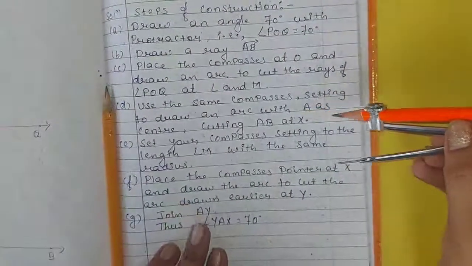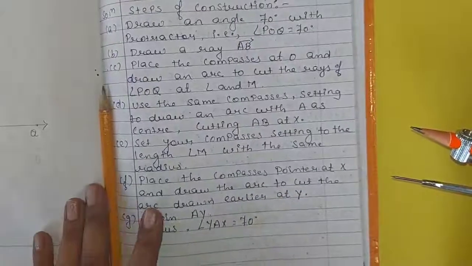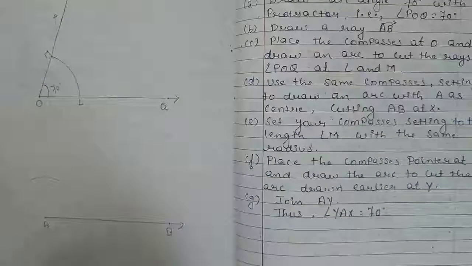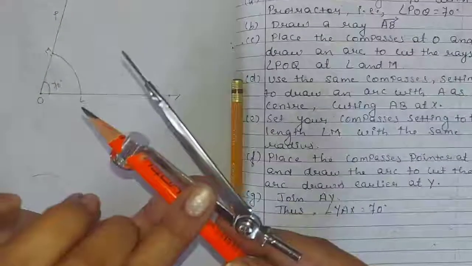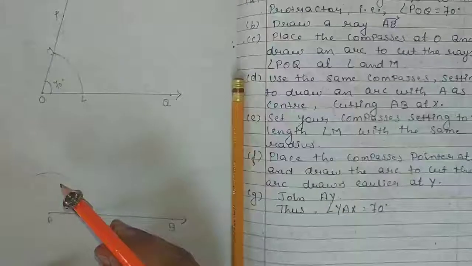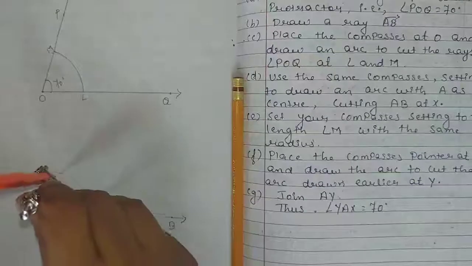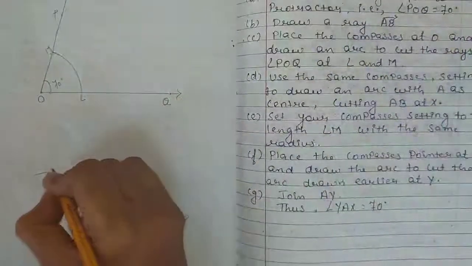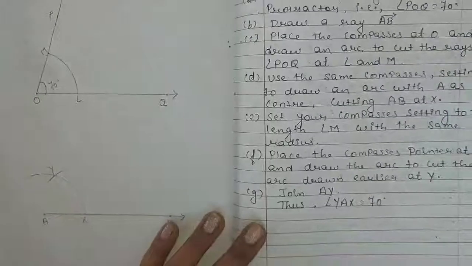Place the compasses pointer at X and draw the arc to cut the arc drawn earlier at Y. So here the arc which intersects AB we label as X. Now with this same opening of the compass, the length LM, we place the compass at the center X and mark one arc, and the intersecting point of the arc we label as Y. Now let us see the next step.